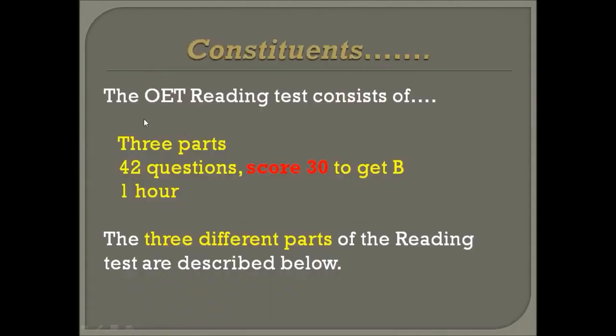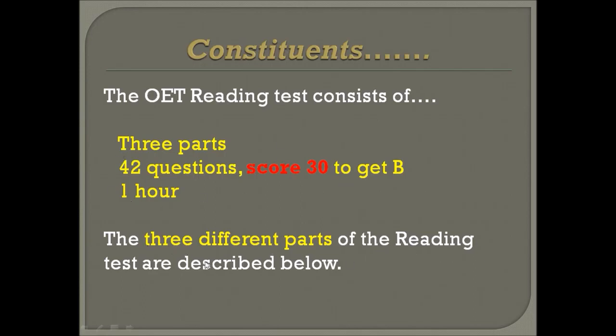So guys, keep in mind that the OET reading test consists of 3 parts, and you have 1 hour for these 3 parts. From these 3 parts you have 42 questions combined. Please keep in mind you have to score just 30 marks out of 42 to pass or to get the B grade in your reading sub test. This should always be kept in mind.